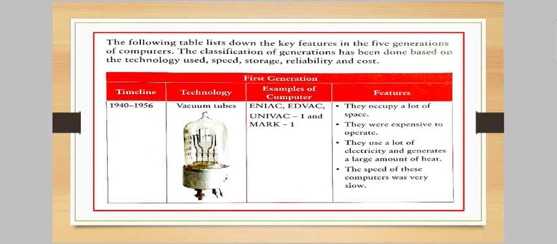Next is features. They occupied lots of space, they were expensive, and they used a lot of electricity and generated a large amount of heat. The speed of these computers was very slow. So the main thing about the first generation computer is that it used vacuum tube technology.